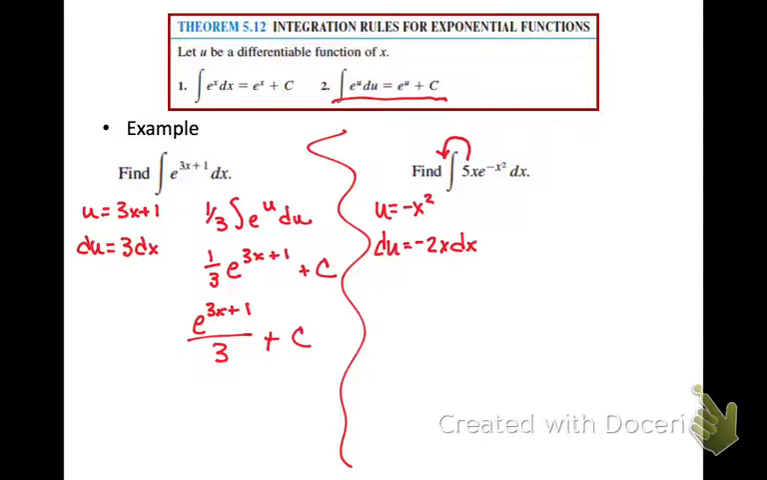Well, I was going to say that. And it needs to be negative? Yeah. So I'm going to have negative, not 1/2, but 5/2, times the integral of e to the u du. Because this x is right here, right?